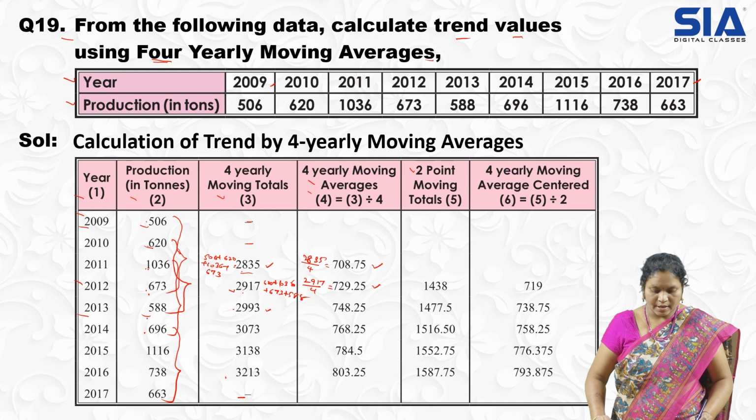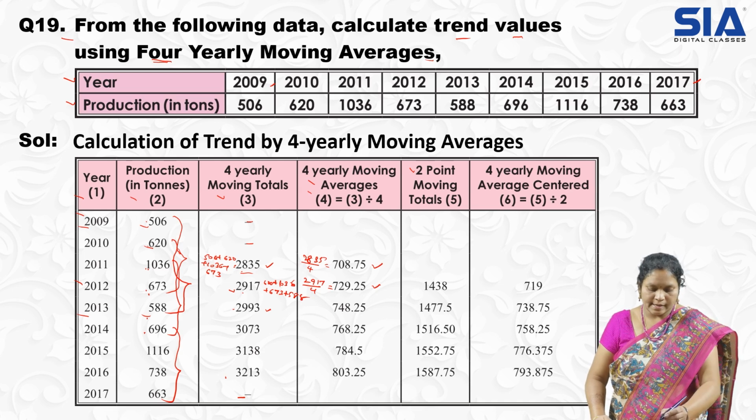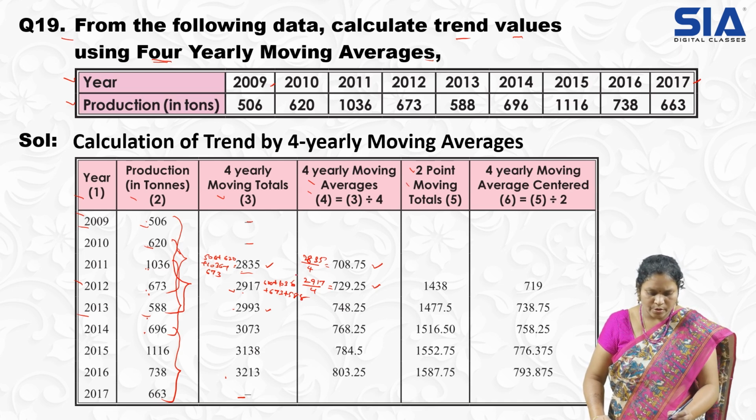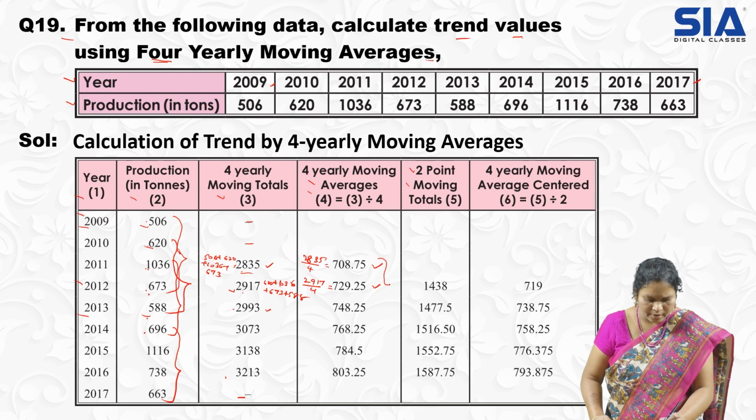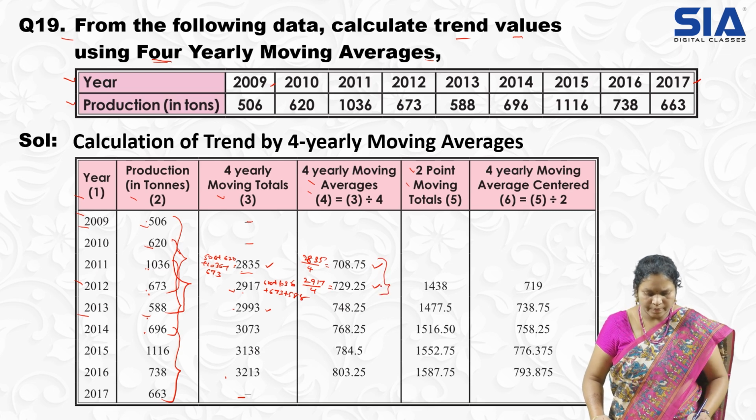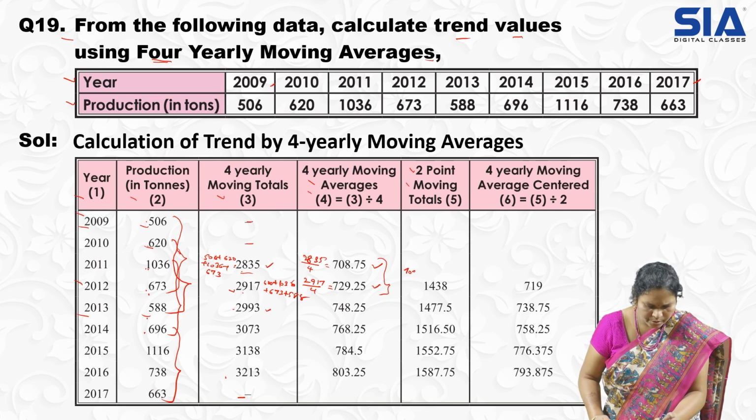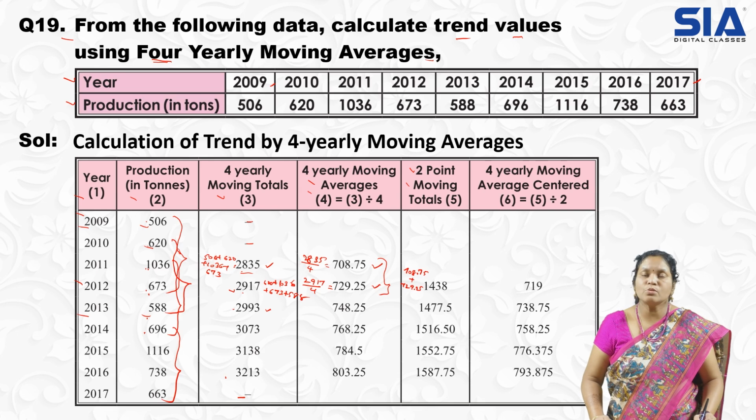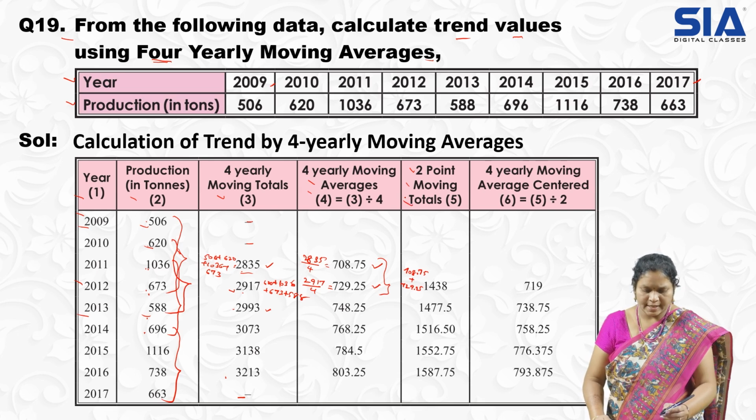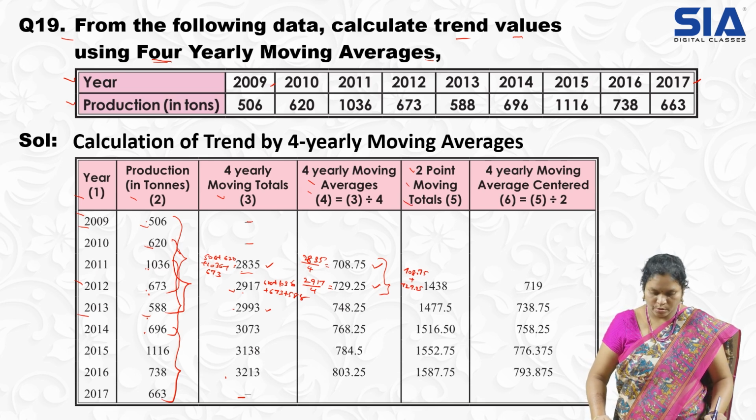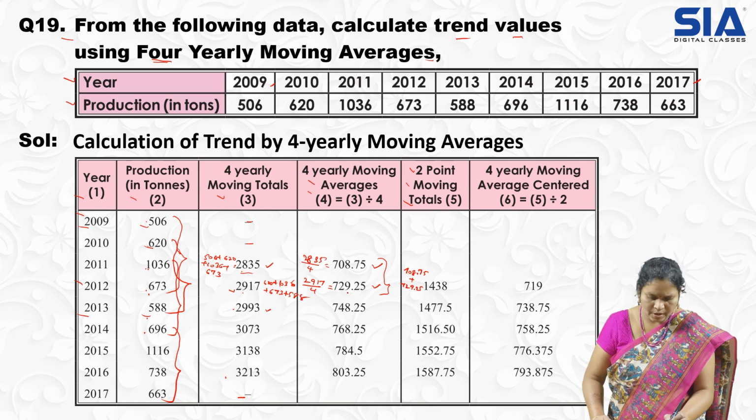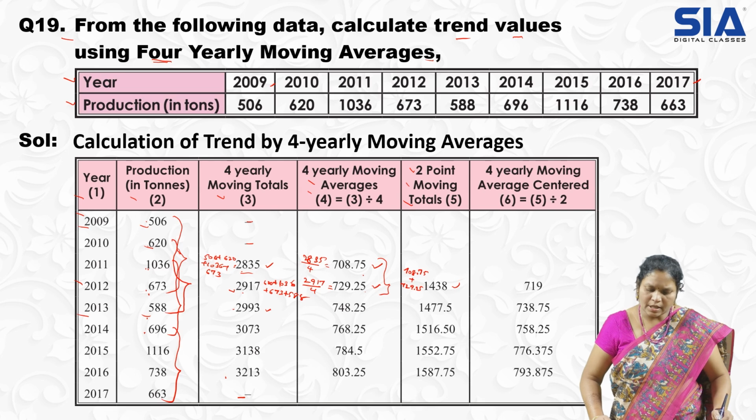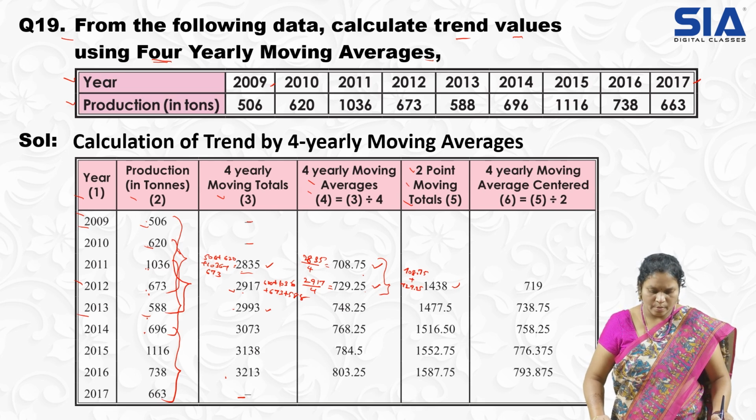What I have done here is write down the title, 2-year moving totals. Doing that is nothing but totaling the first two values. The first value 708.75 plus 729.25, the first two values' total we have done. So simply total the first two values and write it here, exactly in between these two, or alongside the second value. In this way I have obtained the value.